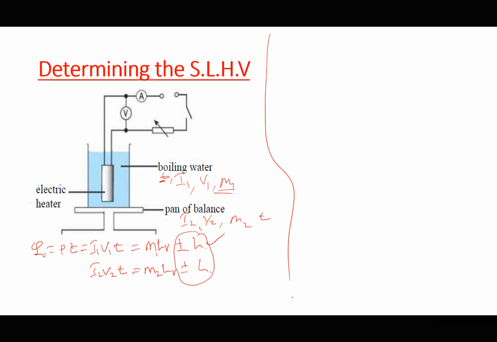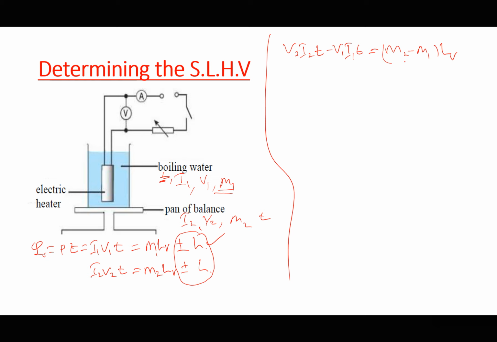So how do I come up with the latent heat of vaporization? You now subtract the two equations. Subtracting the two equations, we shall now have that V2 I2 times T minus V1 I1 times T will be equal to M2 minus M1 times LV. You notice that H has cancelled when we subtract the two equations.